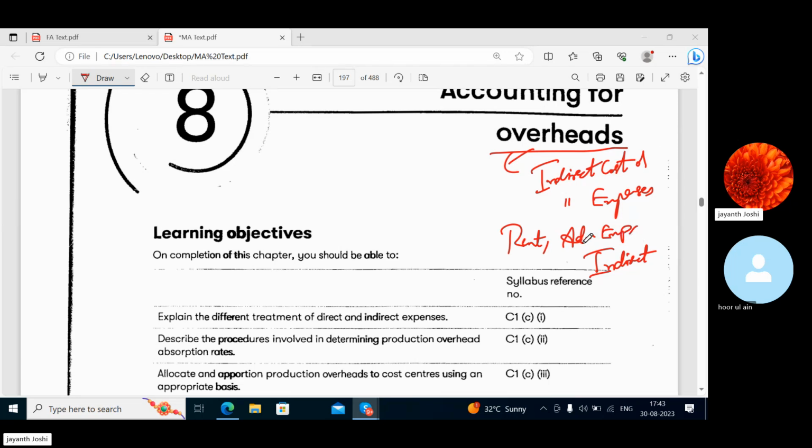So, indirect factory expenses like factory rent. So these are the examples of overheads.